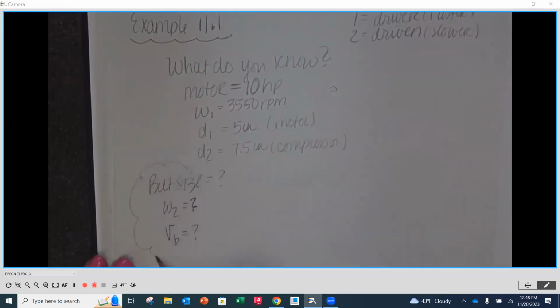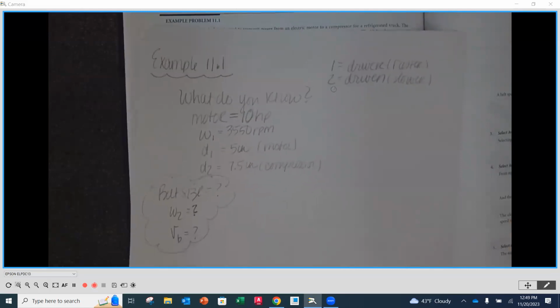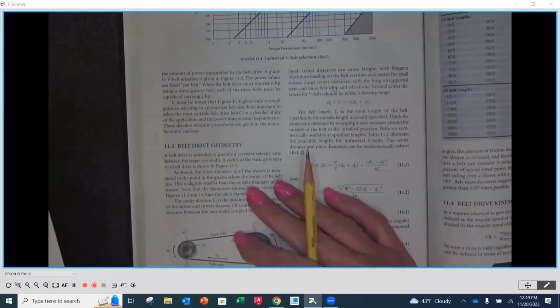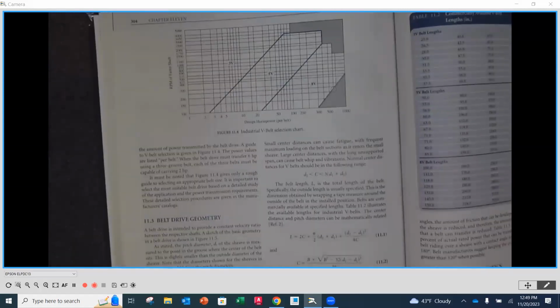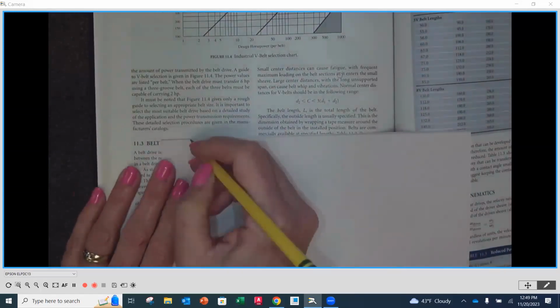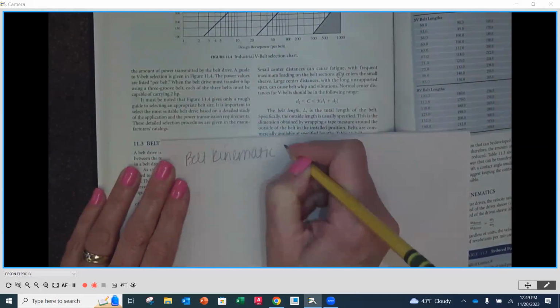So knowing that this is what we need to find, now we want to devise our plan of what we have available to us. We have a couple of equations that we identified, and we're going to scooch back here. They start first on page 304, and they go to page 306 for the next couple pages. So let's create a little equation sheet. I always think it's nice to get these all in a place where we want and need them. So this is going to be belt kinematic equations.